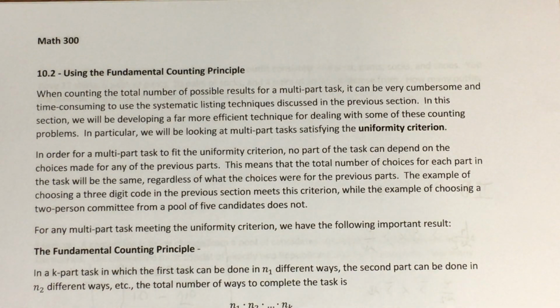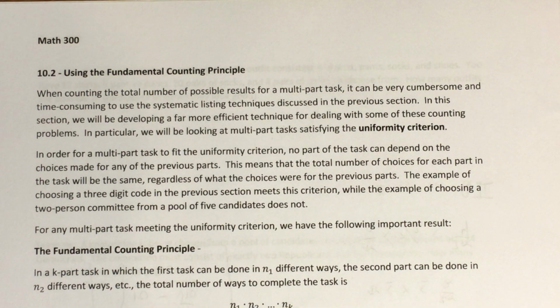We created tree diagrams, we made tables, we listed possibilities in different arrangements, rows and columns and things like that. But the problem with that approach is that those examples that we looked at were very, very simplified. In other words, the total number of possibilities that we had to consider in each part of a particular task were pretty small to make the listing not so time consuming.